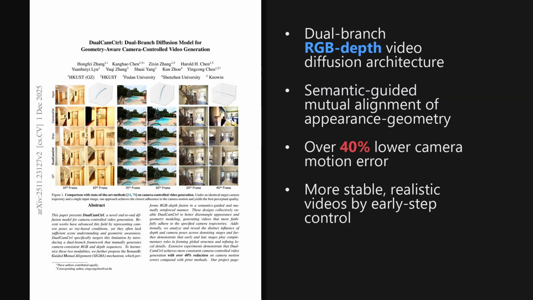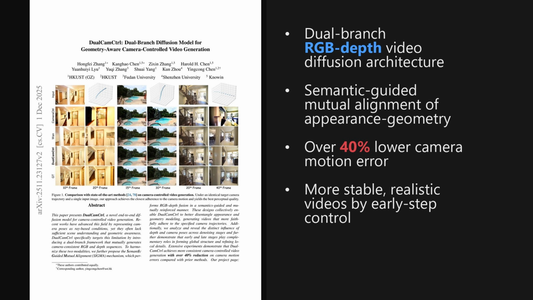I'm Alex. Today we are looking at a paper from the Hugging Face trending list, published on November 28, 2025, about 5 days ago. It introduces a dual-branch video diffusion model that jointly generates color frames and depth, and it manages over 40% reduction in camera motion errors compared with prior methods. The paper is titled DualCamCtrl, Dual-Branch Diffusion Model for Geometry-Aware Camera-Controlled Video Generation.